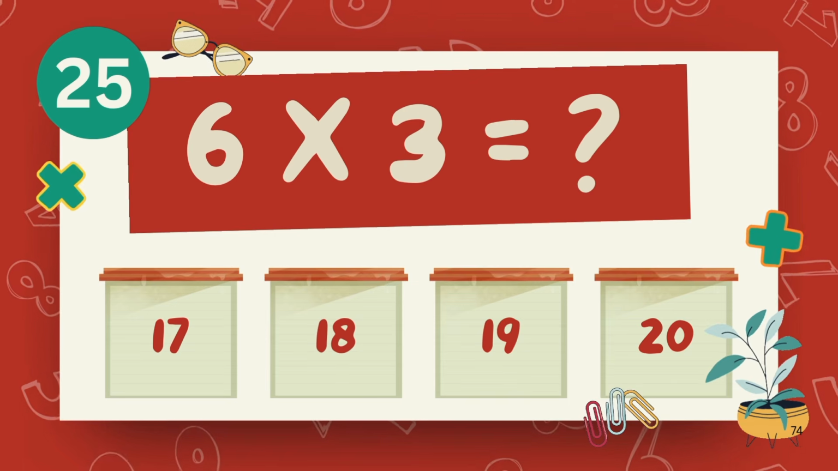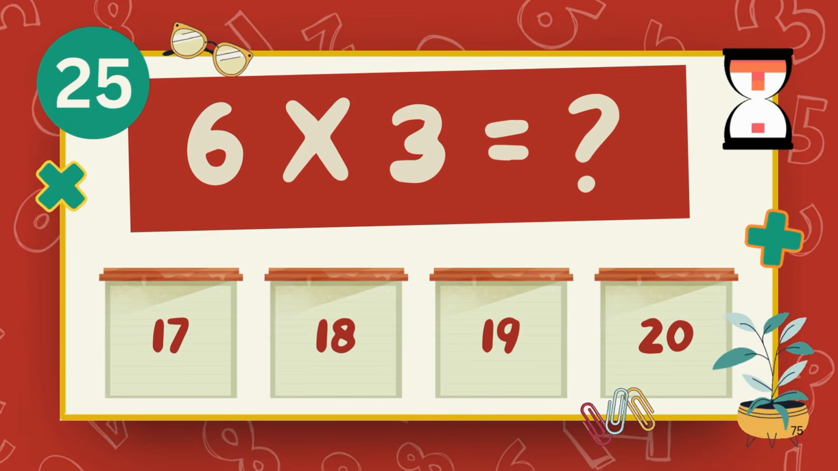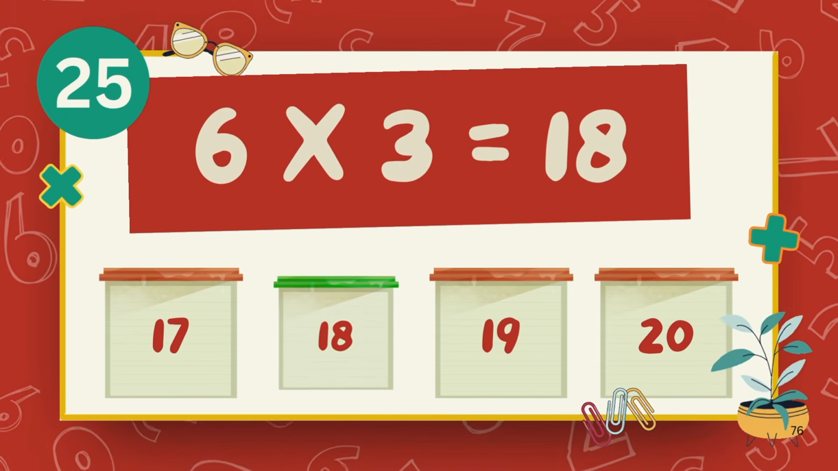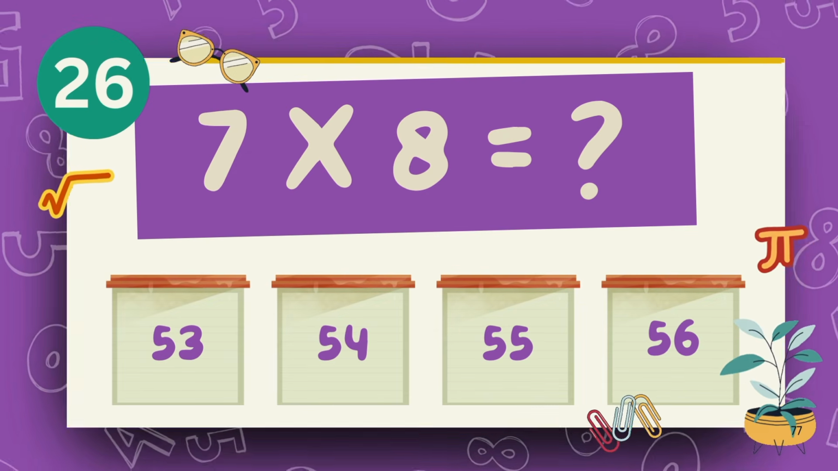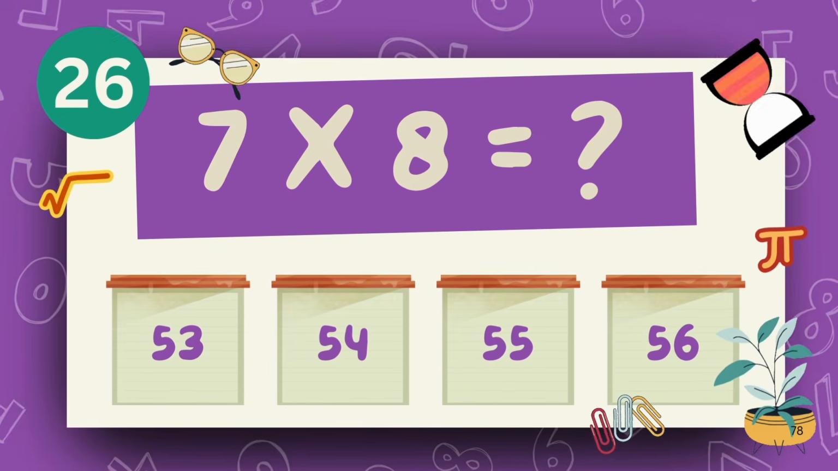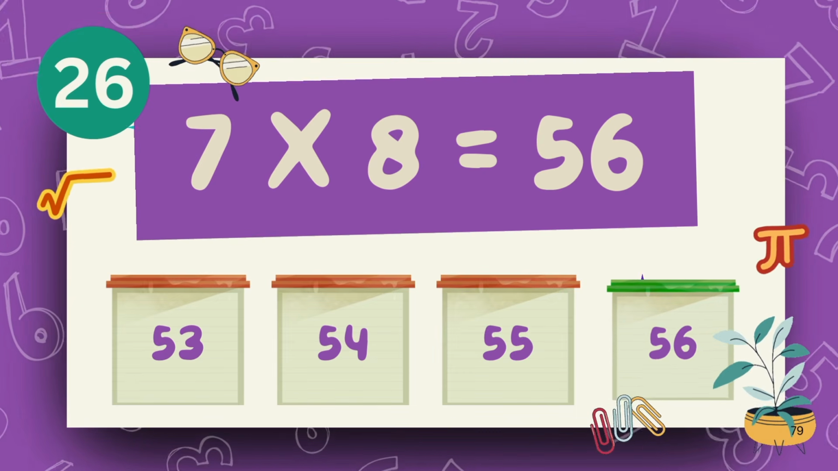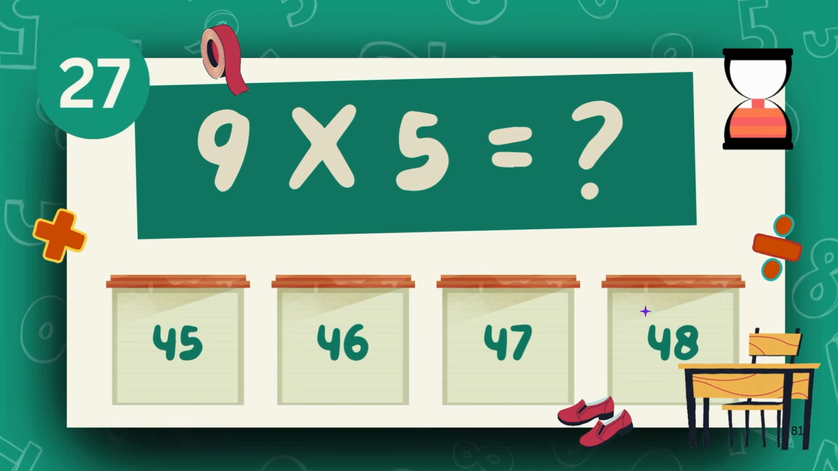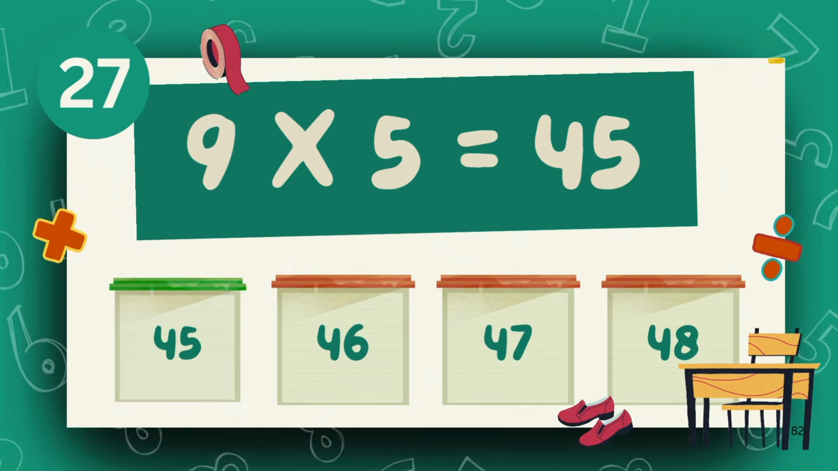What is 6 multiply 3? The answer is 18. What is 7 multiply 8? The answer is 56. What is 9 multiply 5? The answer is 45.